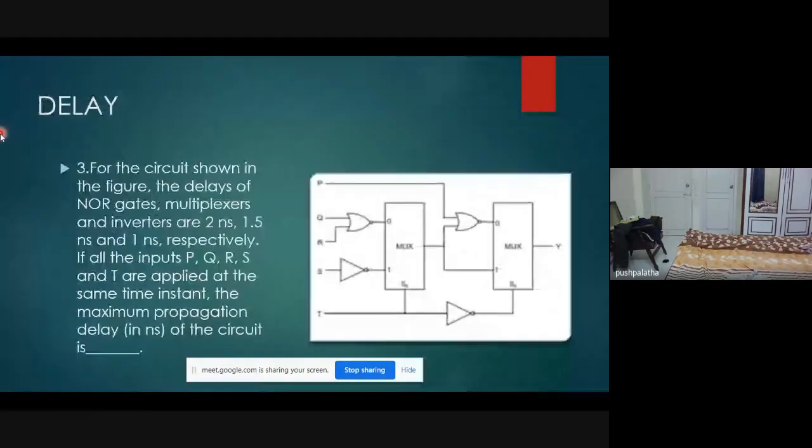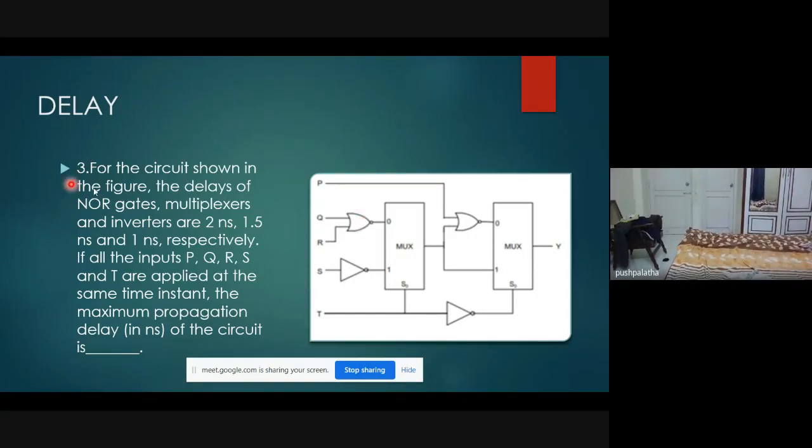Next, we'll go actually to a delay circuit. Now we'll see a delay circuit. I think we will see one or two questions from delay, right? First I'll teach one and I'll give one question for practice also.